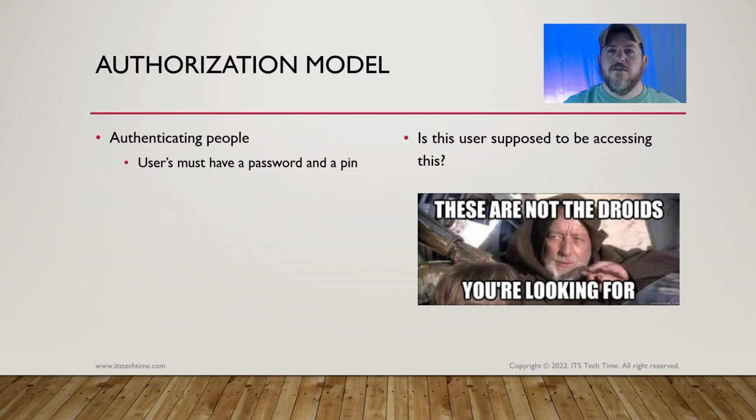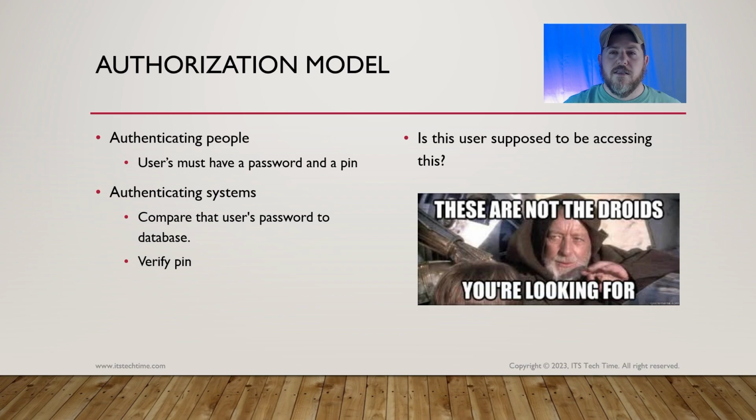It could be as simple as, for authenticating people, you have a user with a password and a PIN. The authenticating system compares that user's password and PIN to what they have on file at the database, and they verify it. And then it looks at the user's information in the system and says, is this user supposed to be accessing this item? And then it either grants them access if they're allowed to access it, or they get denied if they're not allowed to access this information.